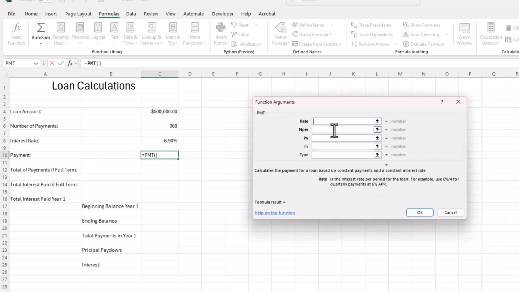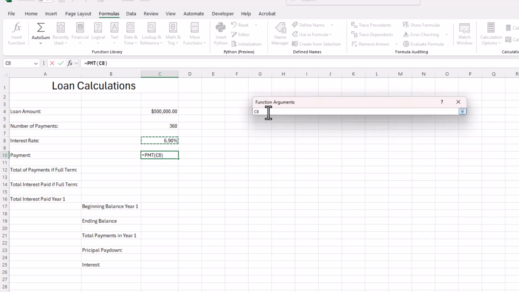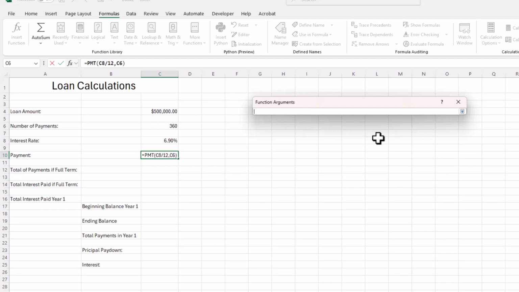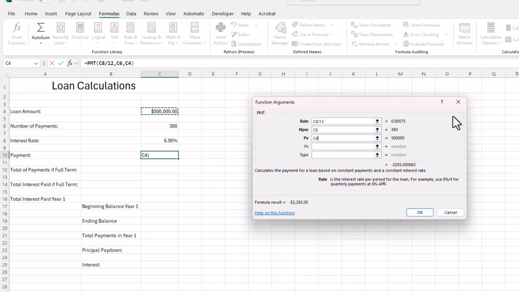The first one is the rate on the loan. Well, I'll click there, and it's 6.9, but it's made monthly payments, so that interest rate needs to be divided by 12. The next input is the number of periods, and we know it will be 360. Next, the present value. What is the present value? That's simply the original balance of the loan. That's your $500,000. We've entered all the necessary inputs. We won't use the two on the bottom. So all I have to do is click on OK, and there is your loan payment.